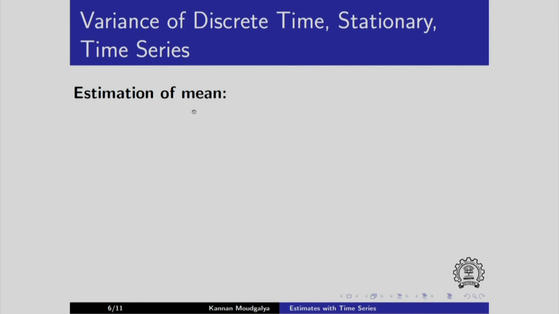Now we will estimate the mean, which is 1 over 2N plus 1 times the sum of small n going from minus capital N to capital N. Notice that there are 2N plus 1 entries here, so we divide by 2N plus 1. We use the symbol small m. For the mean we used mu; for the estimate of that we use small m. m sub u denotes that this is the estimate of the mean of u.